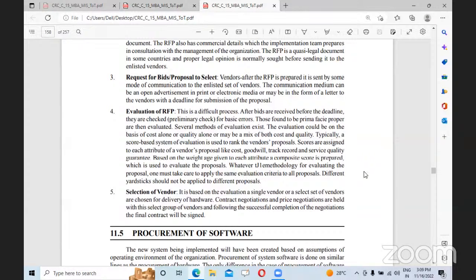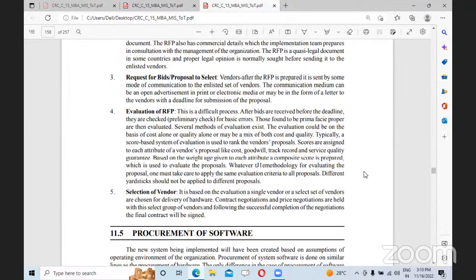And evaluation of the RFP. This is a difficult process. After bids are received before the deadline, they are checked for basic errors. Those found to be prima facie proper are then evaluated. Several methods of evaluation exist. The evaluation could be on the basis of cost alone or quality alone, or maybe a mix of both cost and quality. Always remember, in the business domain, the aim is to manufacture a product at low cost with high quality and high production. That's the basic philosophy or concept in a business environment.